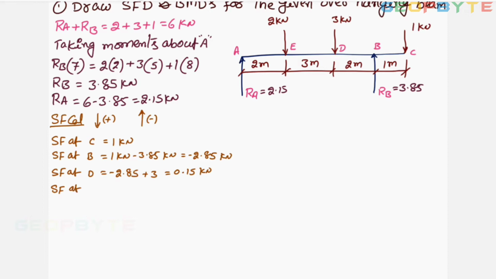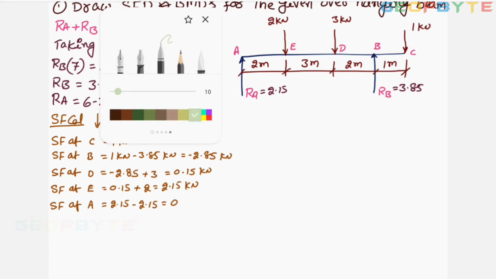Similarly, shear force at E is equal to the 0.15 kilonewton already there, plus at E a vertically downward force of 2, which gives 2.15 kilonewtons. Exactly at A, SF at A, already 2.15 kilonewtons is there, acting vertically downward. At A, there is 2.15 upwards, because it is the reaction 2.15. The summation is equal to 0. I think all of you understood.